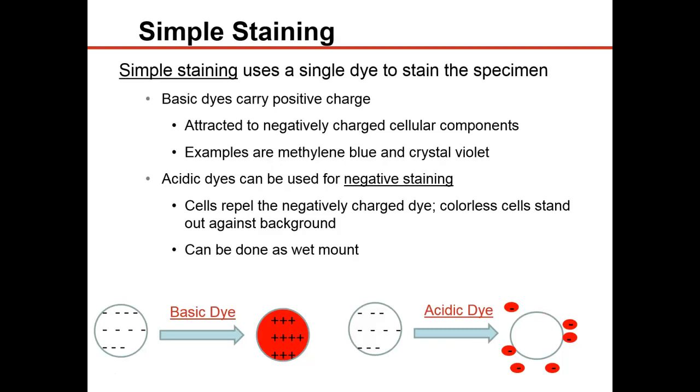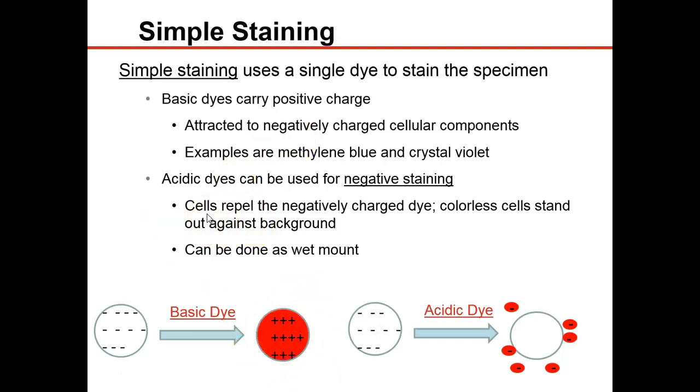And so we have the negatively charged cell, and then we have this positive basic dye. The dye is going to adhere to the cell itself. And so that's what you're seeing in this example. We have a cell, negatively charged. We add basic dye. It's going to stain the cell. The background is going to be clear.